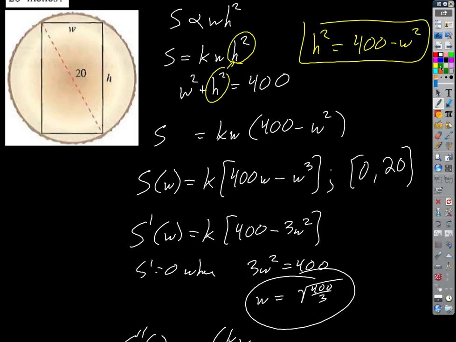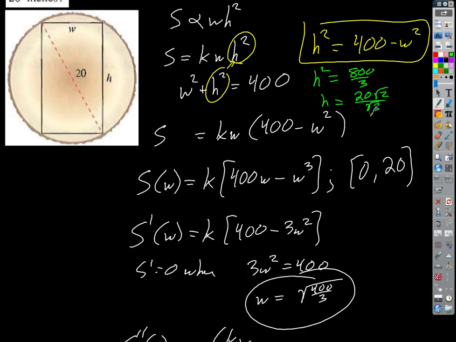H squared would be... W squared is 400 thirds, so we get 2/3 of 4, so 800 thirds. H squared equals that. So H would equal, what's that going to be? 20 times the square root of 2 over the square root of 3.